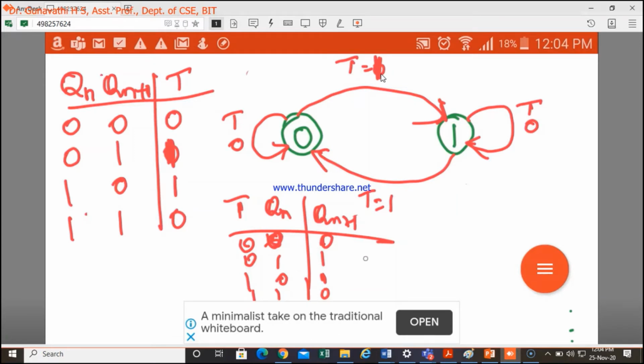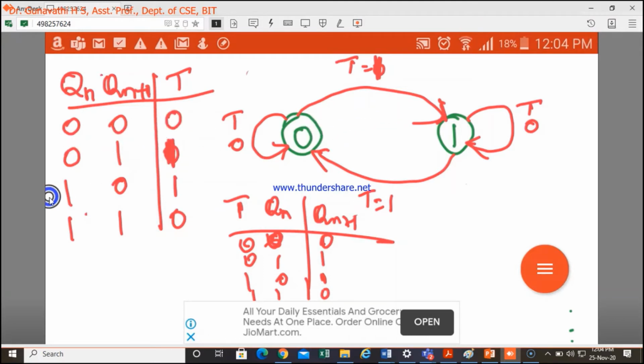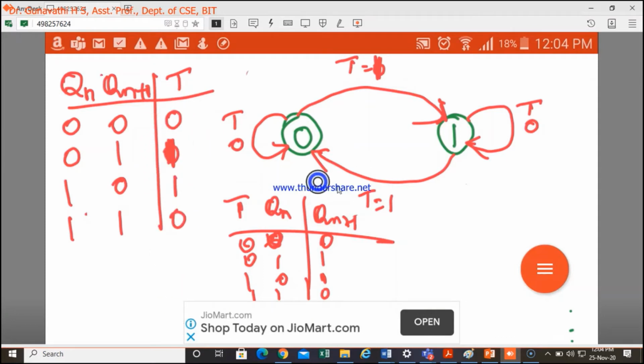Yes, so there is no difference between the excitation table and the truth table of the T flip-flop, because it is working like this: 0 it is the previous condition, 1 it is toggle. Even your excitation table looks the same. Similarly, you can work with the D flip-flop now. Start writing along with me.